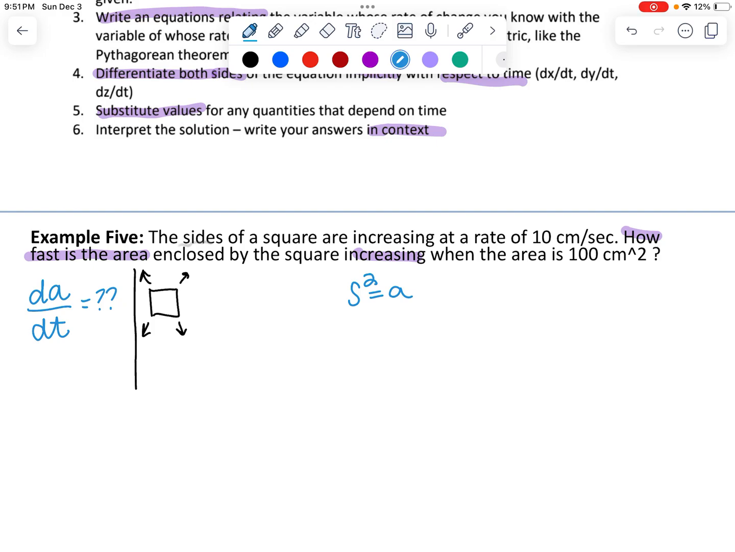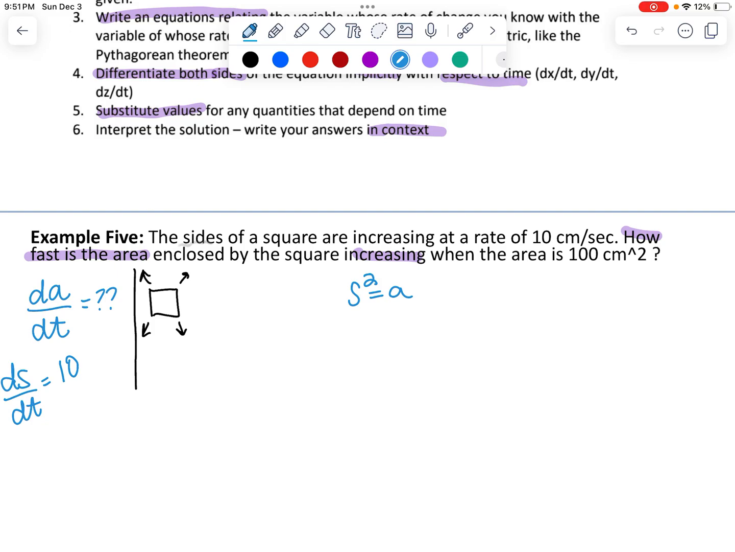And so to do that, let's think. The sides of the square are increasing. It says increasing at a rate of, which means we know the derivative. And so we know that as time is passing, ds/dt, the change in the side lengths over time, is 10 centimeters per second, and it's increasing, so it's positive. So it tells us that piece of information.